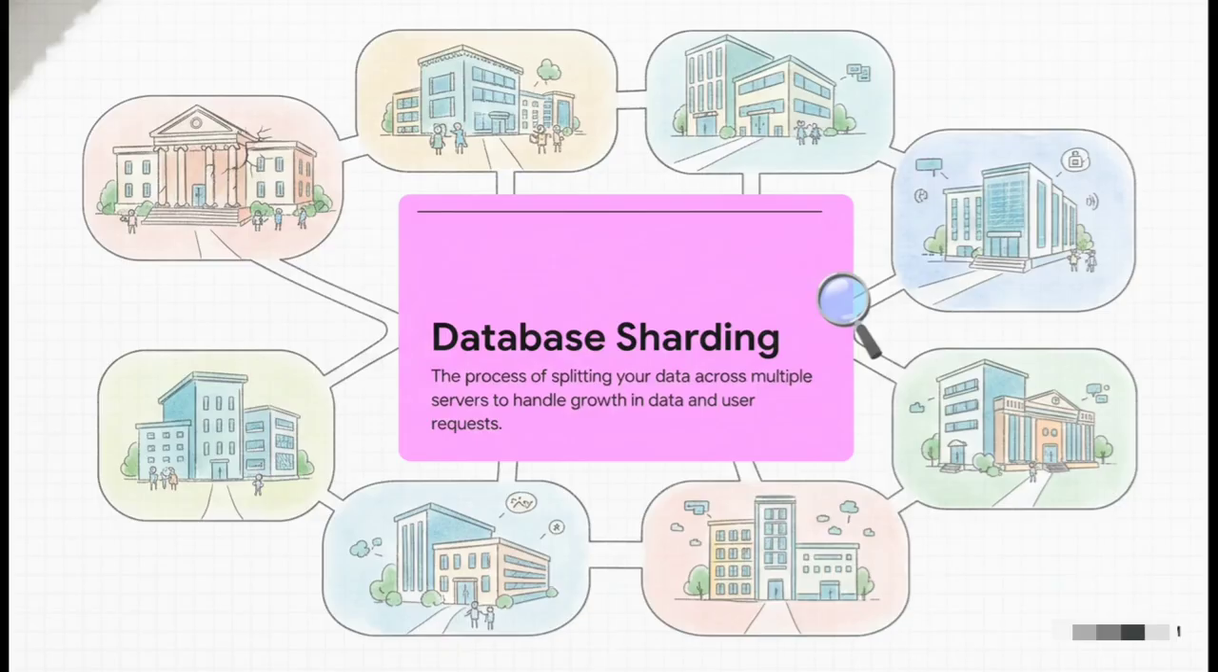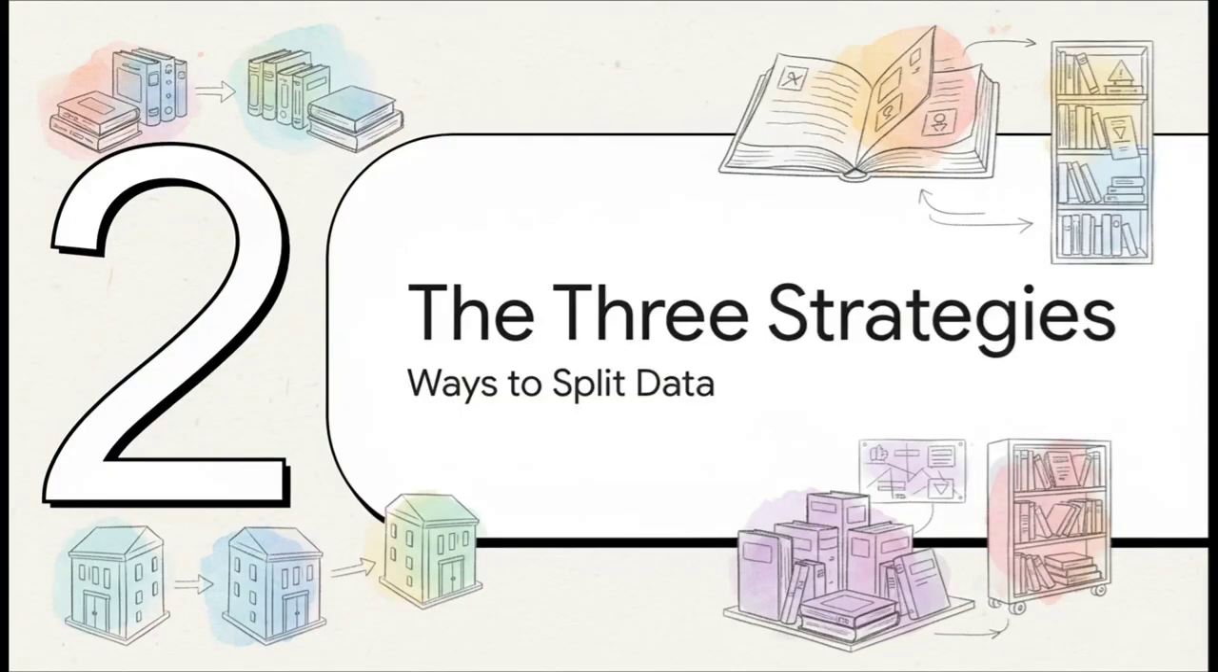Okay, but just deciding to open new libraries, well, that isn't enough. You have to decide how you're going to organize them, right? Who gets which books? In database sharding, there are 3 main strategies for splitting up all that data, and choosing the right one, well, that involves some really fascinating trade-offs.